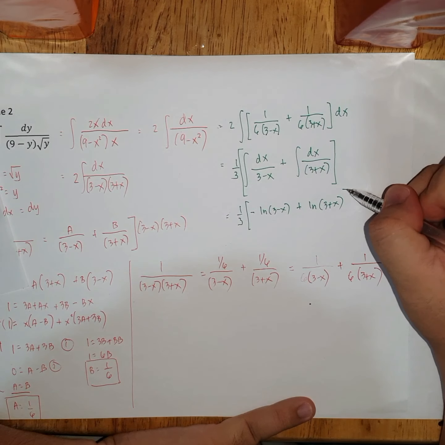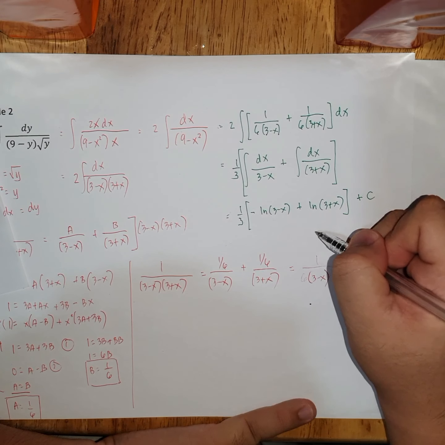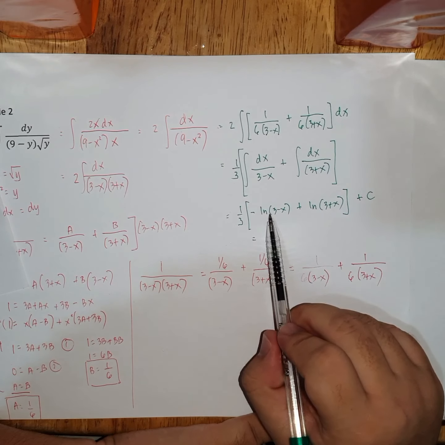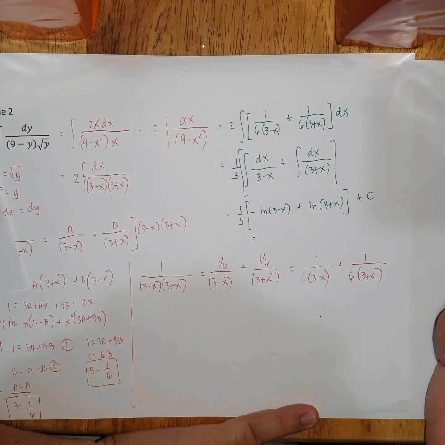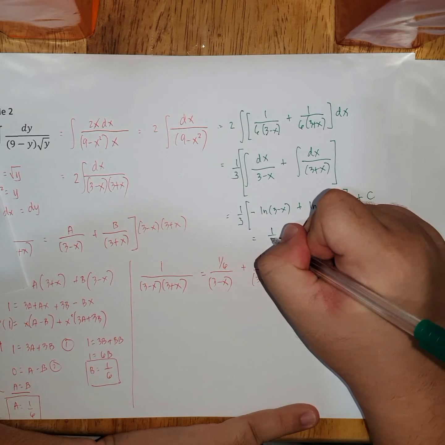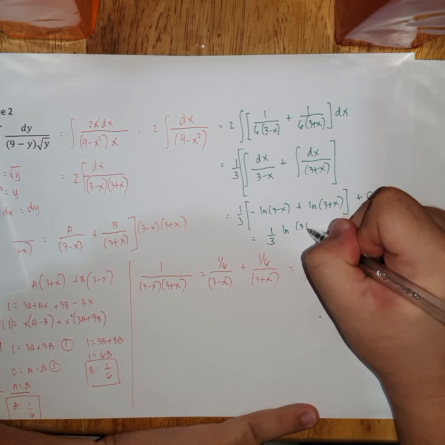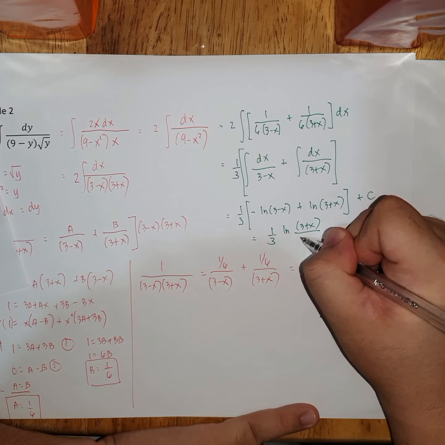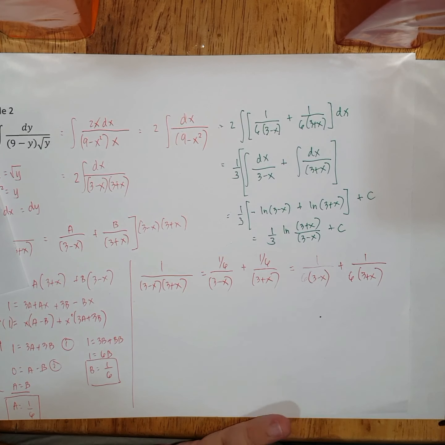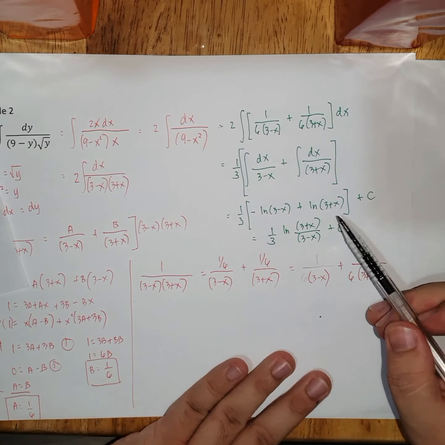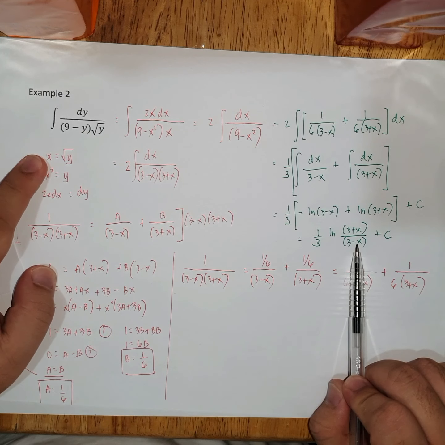Plus ln of 3 plus x, plus c. To simplify, this is minus and this is plus, so when combined, it goes to the denominator. So 1/3 ln of 3 plus x over 3 minus x plus c. But since we substituted a value for x earlier, we need to return it to its original variable.